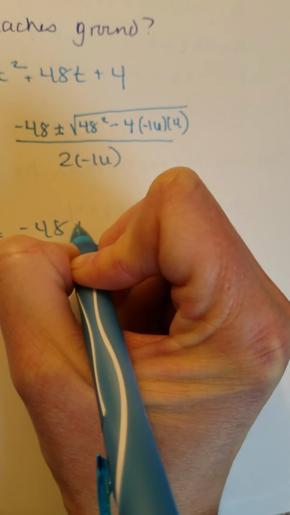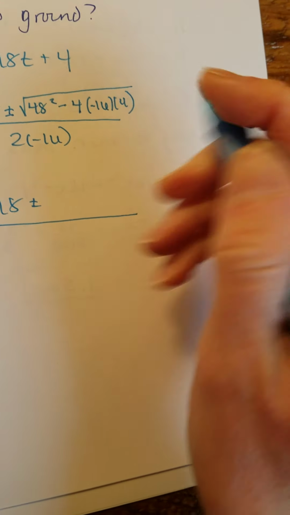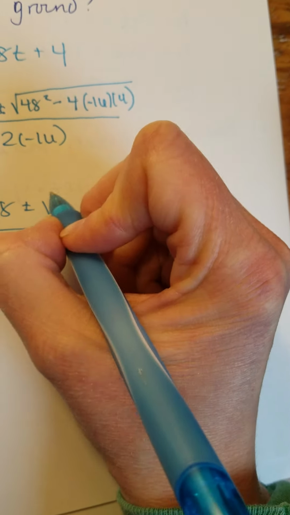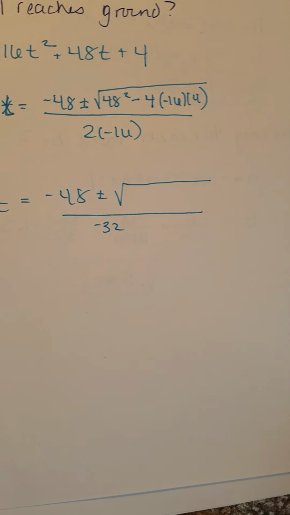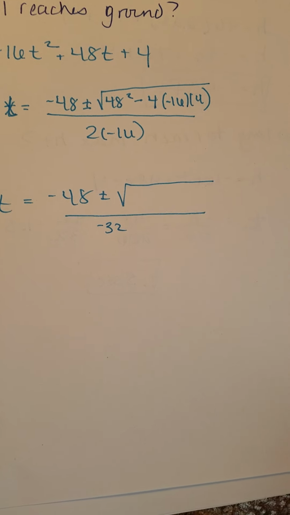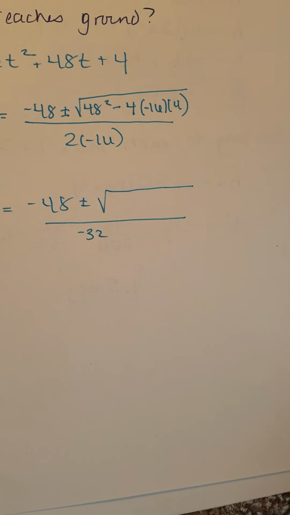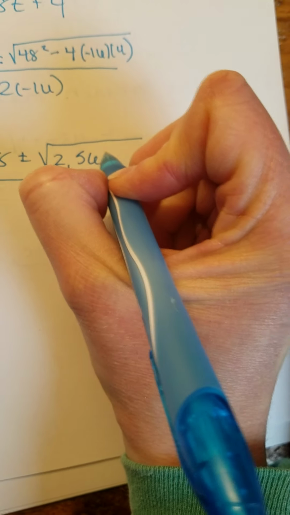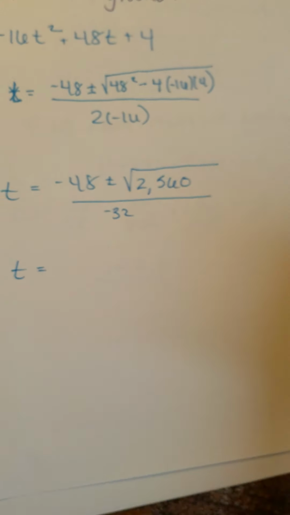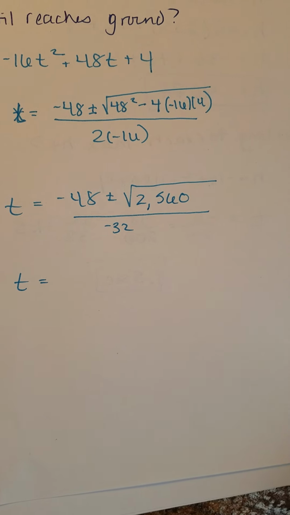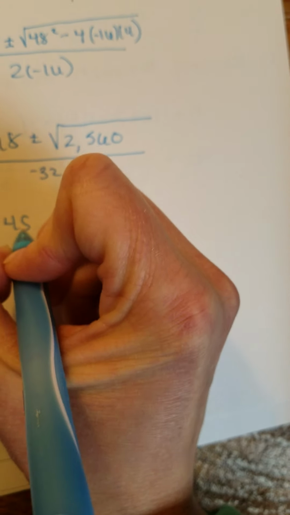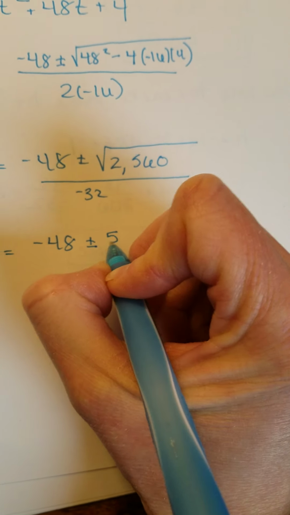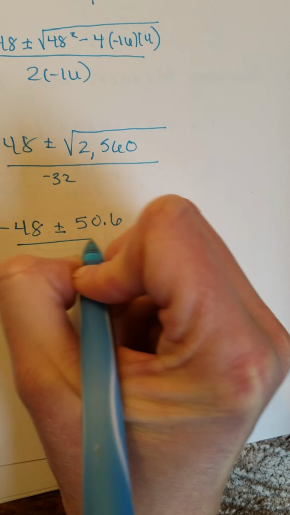So the denominator will be negative 32. Inside, I'm going to do this all in one step because we've been doing this for a while now. 48 squared minus 4 times negative 16 times 4. That's going to give me 2,560. So let's actually get a number for that. The square root of 2,560, just to have, I know it's a decimal, but I need to figure out what it is. It's 50.6 when I round.